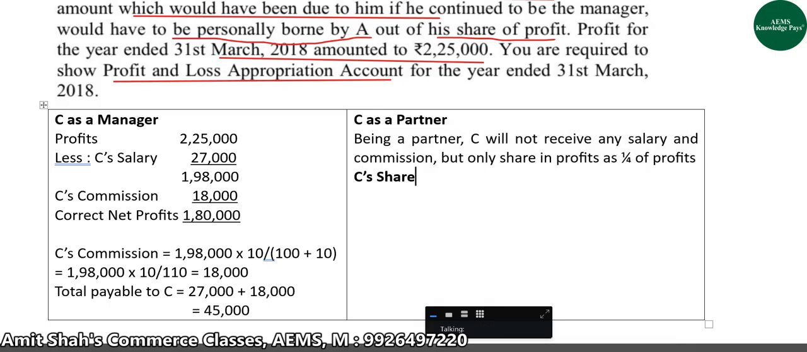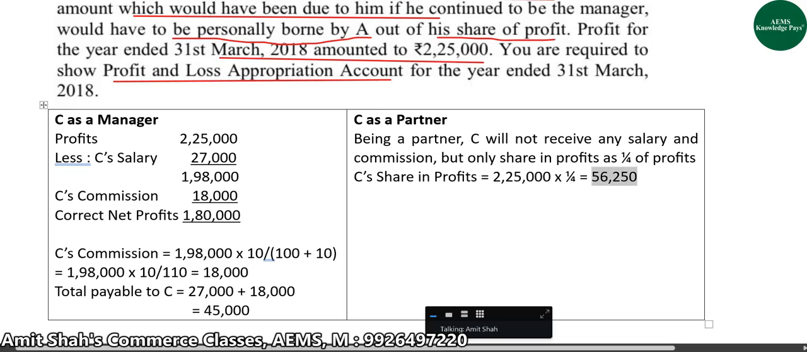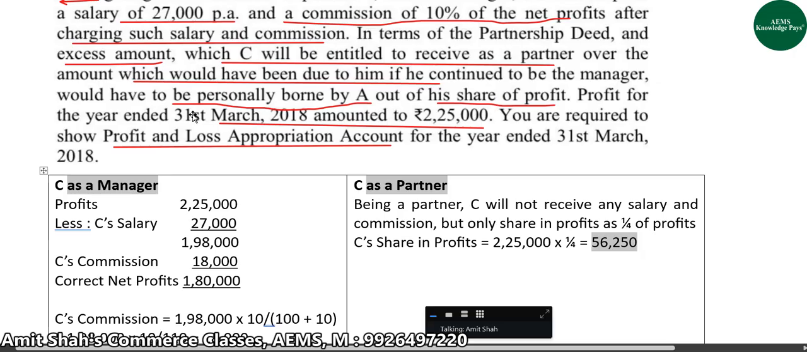So, C's share in profits in that case would be 2,25,000, which is the firm's profits as given to us in the question, multiplied with 1/4. That is 1,12,500 and then 50 and 6,250 means 56,250. This is C's share. Now the question says that if as a partner whatsoever he receives exceeds the amount what otherwise he would have received as a manager, the excess amount would be borne by A. This is what is mentioned here, to be personally borne by A.